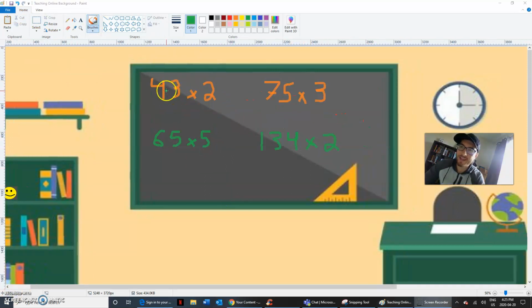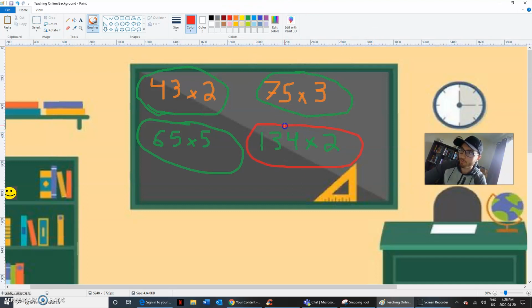Okay, so for today, your homework to practice is these 3 questions. I want you to practice using the strategy, and if you need to go back and rewind and rewatch how we did it, practice 43 times 2, 75 times 3, 65 times 5, and you don't have to do this, but if you want to and you're feeling adventurous and the other ones were working well, try out 3 digits by 1 digit, 134 times 2.